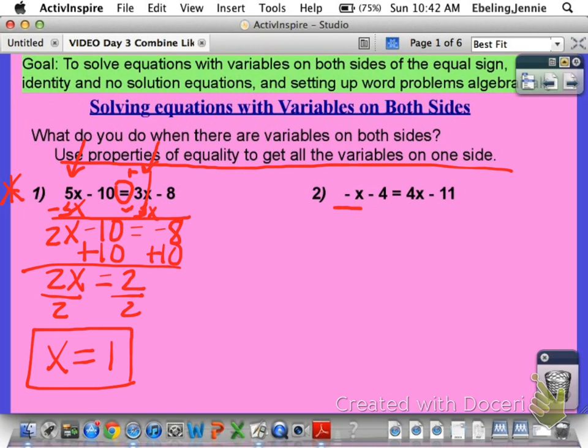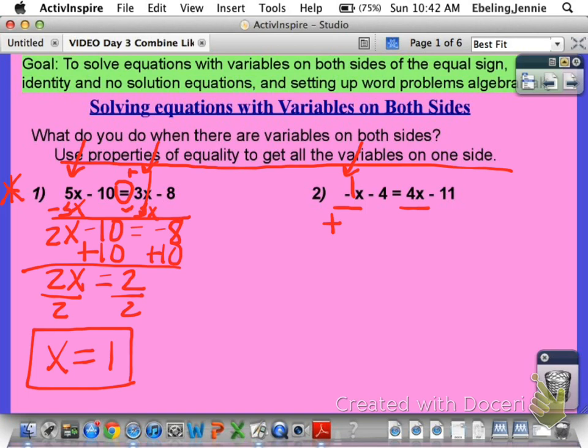Alright, I see that I have an x on the left-hand side and a 4x over on the right-hand side of the equal sign. I need them on the exact same side. Now remember, if there's not a number in front of the variable, it's assumed to be a 1, but there is a negative in front of this x, so this is a negative 1x. Between negative 1x and 4x, negative 1x is the smallest, so that's the term I want to move.